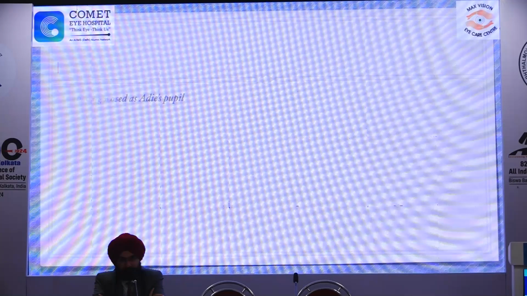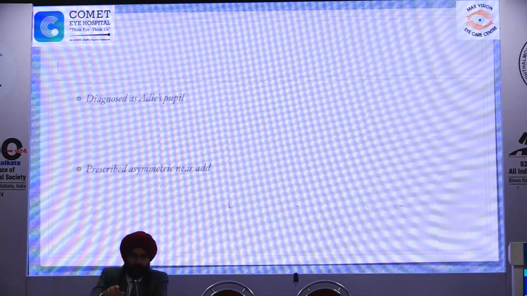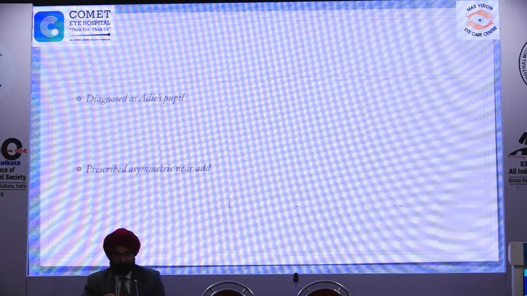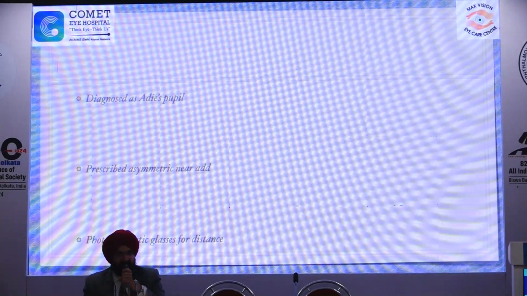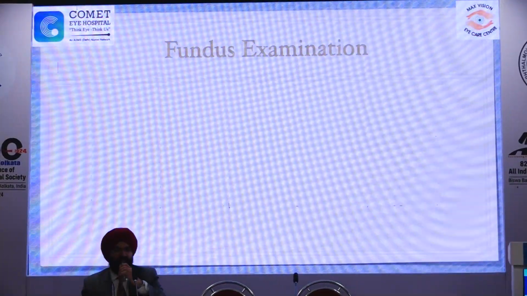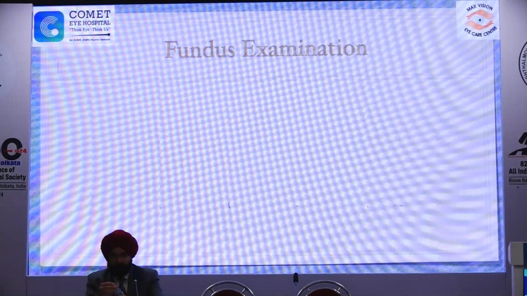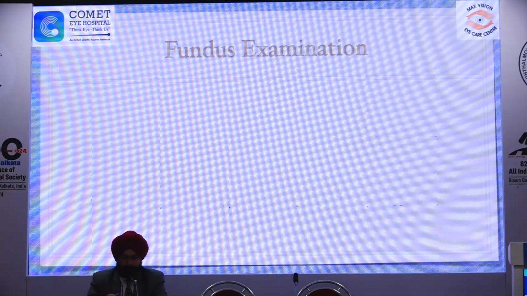So he's diagnosed as Adie's pupil and was given asymmetric near add because this was his complaint. He did not have significant photophobia, but still photochromatic glasses were offered in case he has significant light intolerance in day-to-day activities.